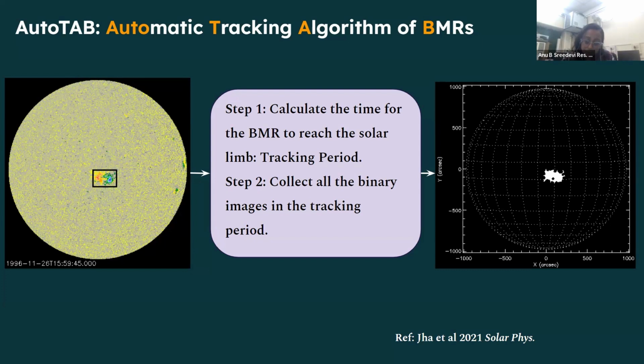Our detection algorithm works with line-of-sight magnetograms. MDI data is from 1996 until 2010, and after that we have HMI line-of-sight magnetogram data. We will be continuously updating our catalog. That's why we started from 1996. One can do the detection and tracking with ground-based magnetograms that existed before, but this detection algorithm and the tracking algorithm were initially developed for MDI. So that's why we started from 1996.